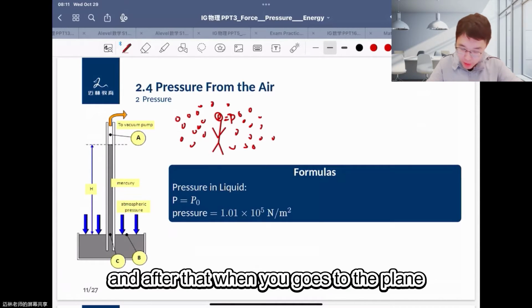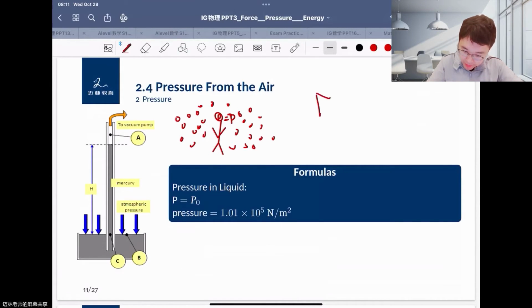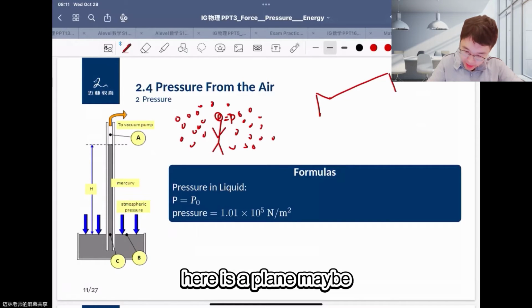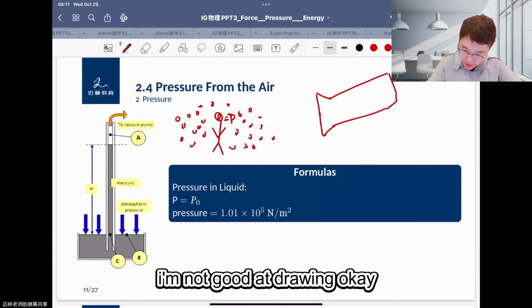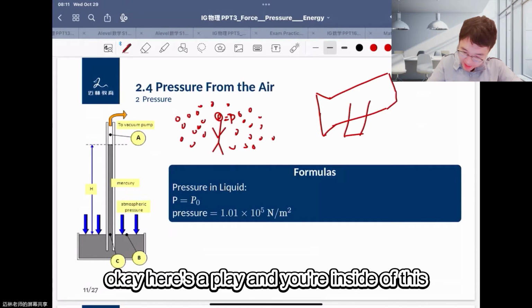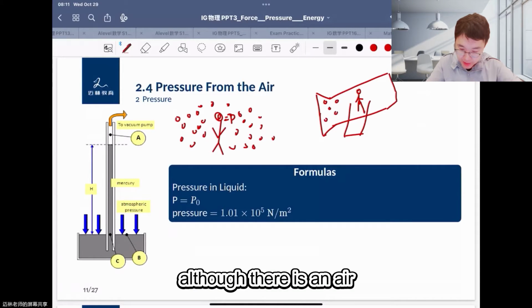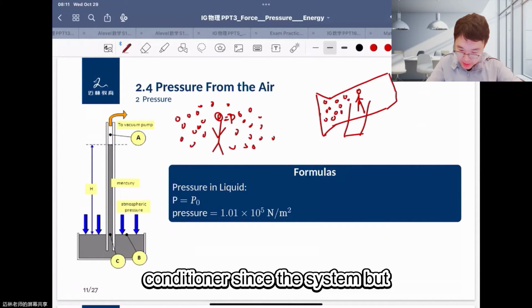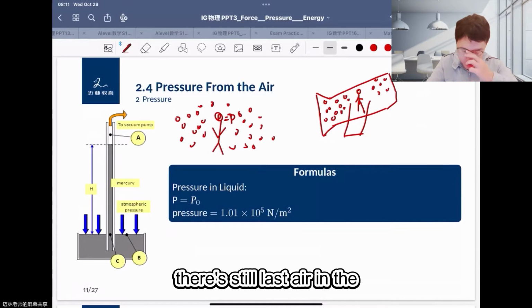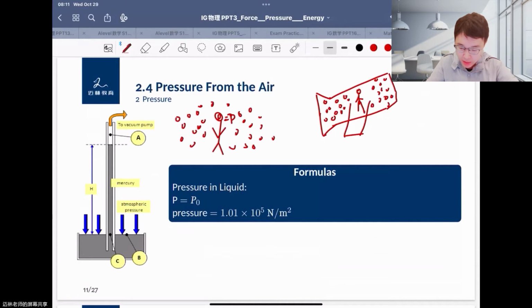After that, when you go onto the plane, maybe here is a plane, I'm not good at drawing, okay? Here's a plane, and you're inside of it. But you find that in the plane, although there is an air conditioner system, there is still less air in the cabin.